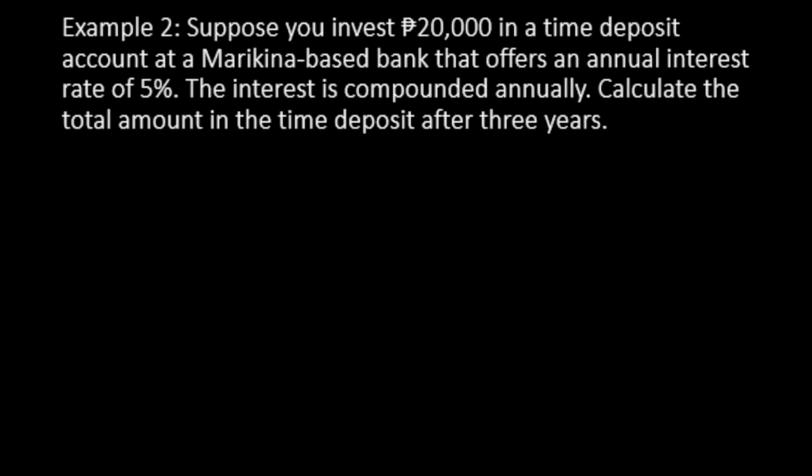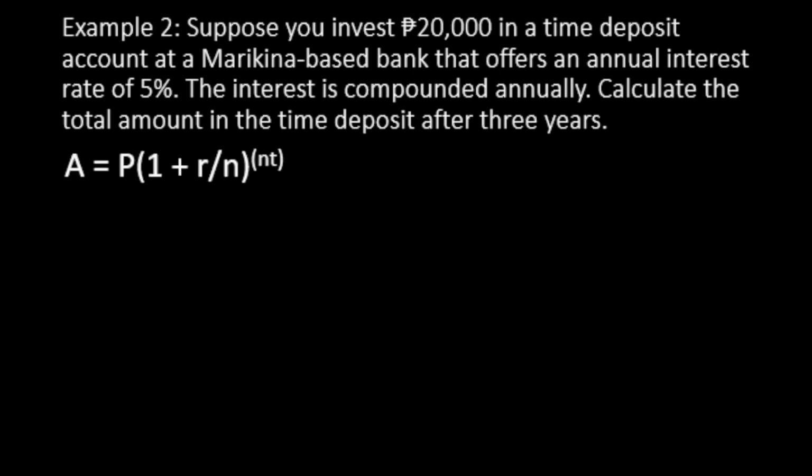Again, you may pause this video, and once you're ready, you may check your answer. Now let's check your answer. Suppose you invest 20,000 pesos in a time deposit account at a Marikina-based bank that offers an annual interest rate of 5%. The interest is compounded annually. Calculate the total amount in the time deposit after 3 years.